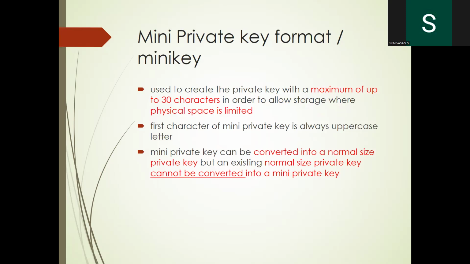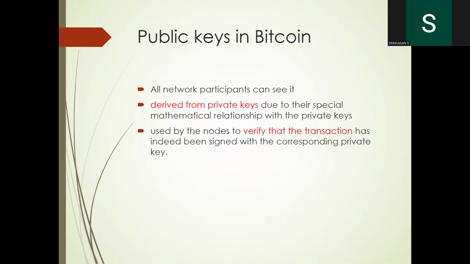The first character of the mini private key is always an uppercase letter. It restricts the length of the private key to 30 characters so that it is easily usable. Like private keys, the Bitcoin network supports public keys too. All participants in the network can see the public key. Public keys are derived from the private keys. They are used by the nodes to verify the transactions.